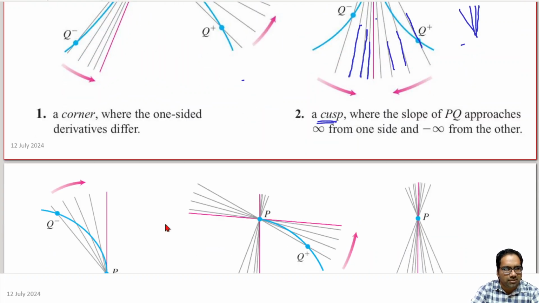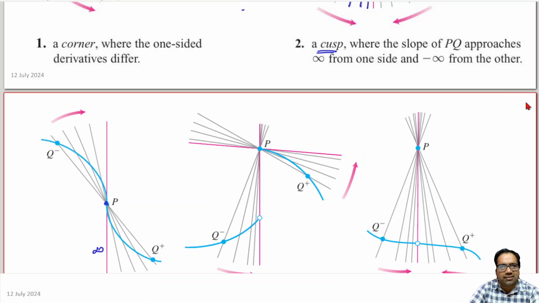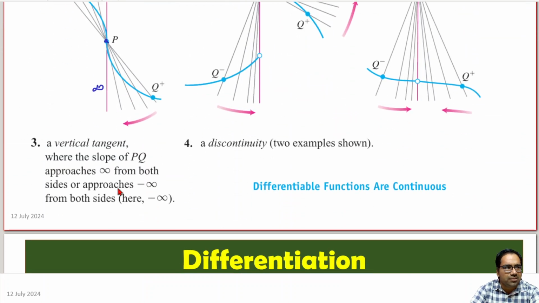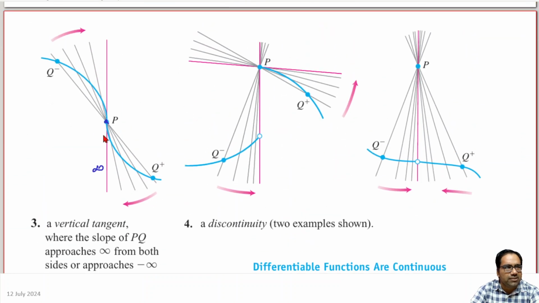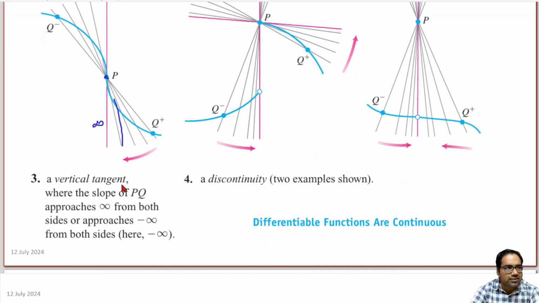Let us take one more example. This point P. Here, though on both sides the slope is the same, the slope is actually infinity. In the previous case, both sides were infinity, but one side plus infinity and another side minus infinity. Here both sides are either plus infinity or minus infinity, but still it doesn't matter. This is called a vertical tangent, this straight line that we are getting.